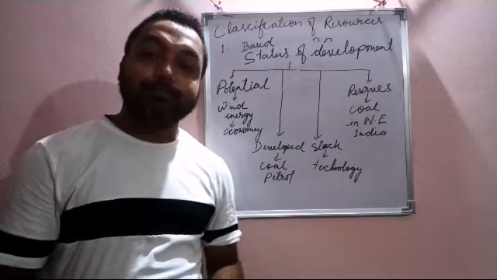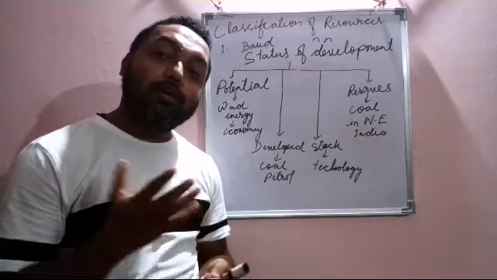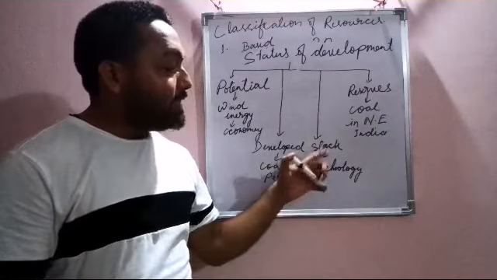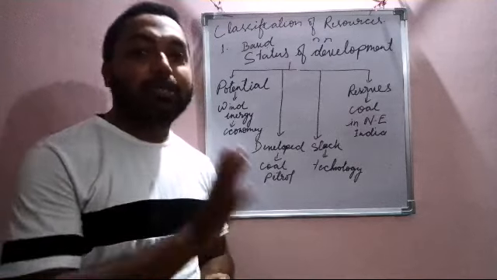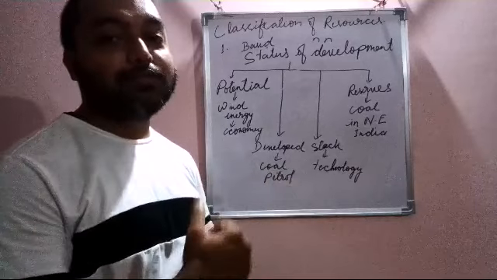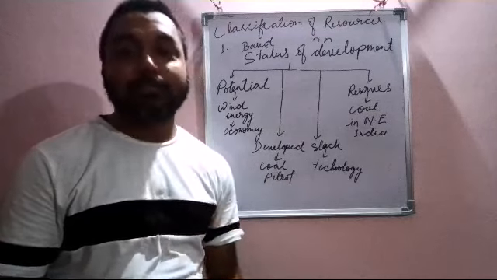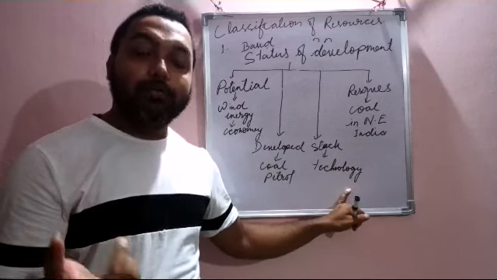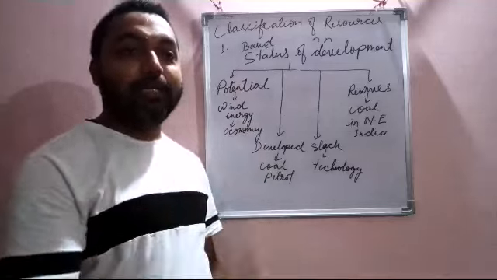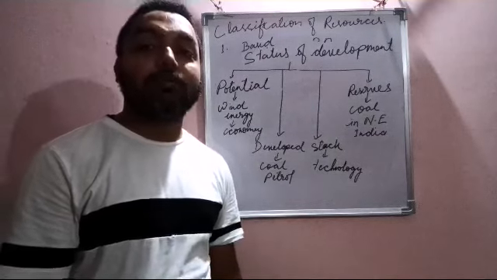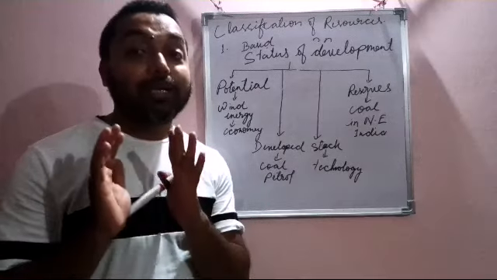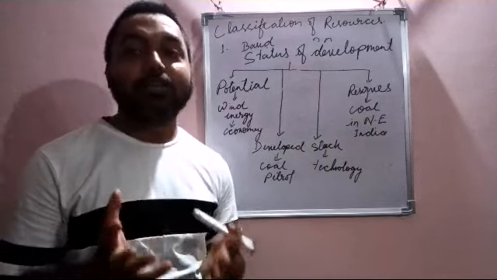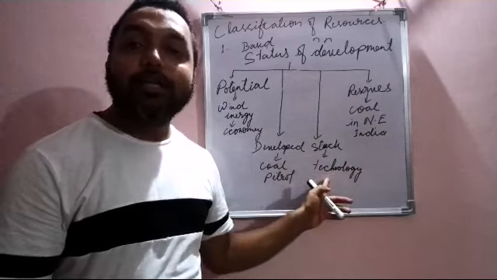Then second is developed resource. Developed resources are those resources which are already in use, which have already been developed and we are using them. For example, coal, petroleum, etc. Next is stock. Stock are those resources which we know can be used to satisfy our need, but we are not able to use them because of lack of technology. For example, we know that ocean water can be used to extract different kinds of minerals. Ocean water has a huge amount of minerals, but the technology we need to extract the minerals is not yet developed. So ocean water can be included in stock.